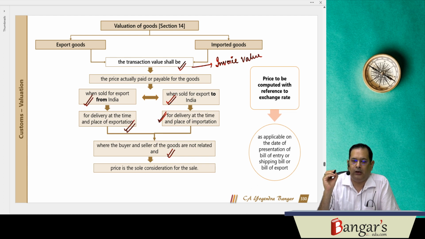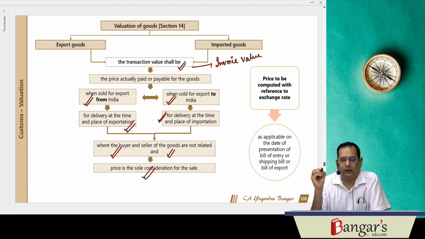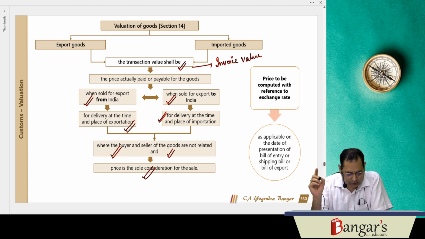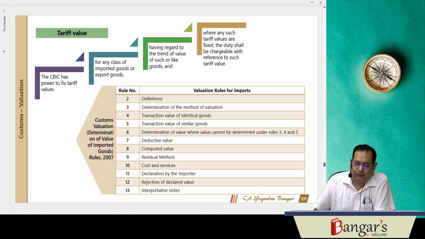For delivery at the time and place of exportation, where the buyer and the seller of the goods are not related, and the price is the sole consideration for sale. Besides this, in each of the cases, the value will be determined as per the provisions of the valuation rules.